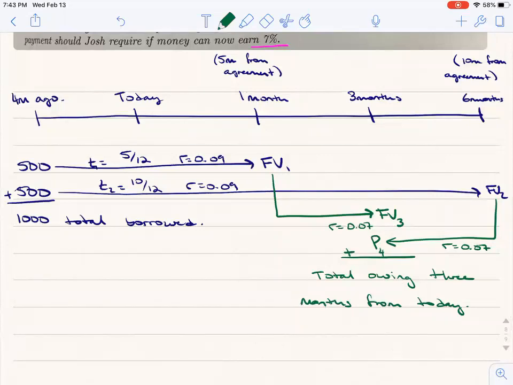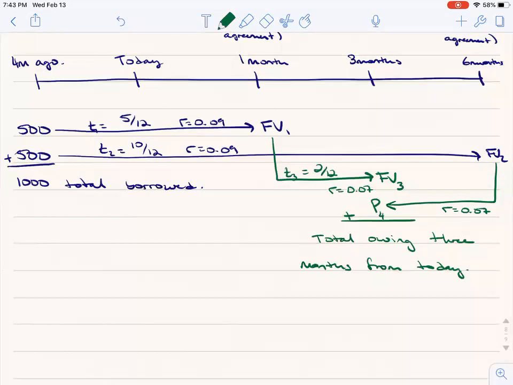The time from future value 1 to future value 3 is the time between 1 month and 3 months. So that's just 2 months. So T3 is 2/12. T4, the distance between 3 months and 6 months, is 3 months. So 3/12. Okay.